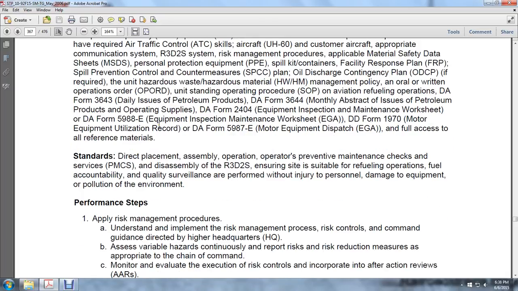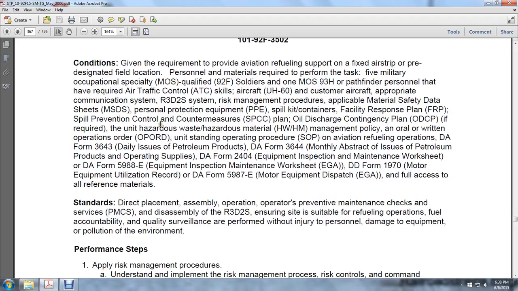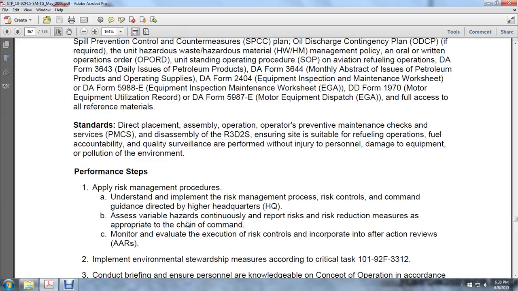Direct placement, assembly, operation, preventive maintenance checks and services, and disassembly of the remote refueling, rearming, distribution, deployment system, ensuring that it is safe and suitable for refueling operations, with fuel accountability and quality surveillance performed without injury to personnel, damage to equipment, or pollution of the environment.